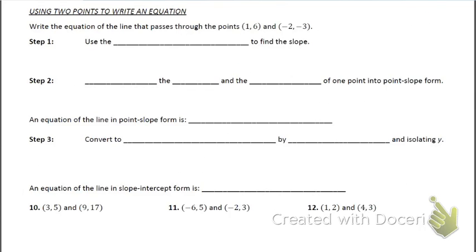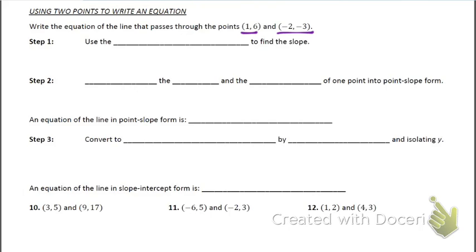So let's actually write an equation of a line using 2 points. For this example, we're going to use the points (1, 6) and (-2, -3). So those are the points that are being used. Here are the steps. I want to find the slope first. So what do you guys think we're going to do to find the slope? Any ideas?